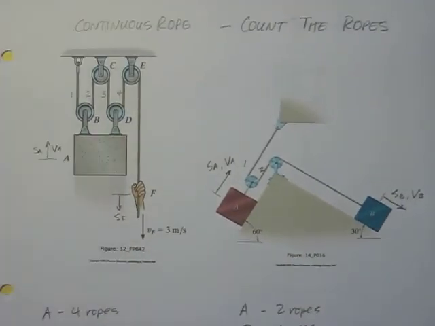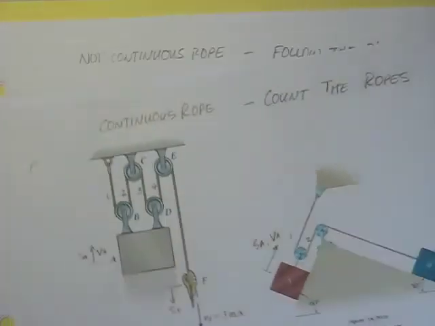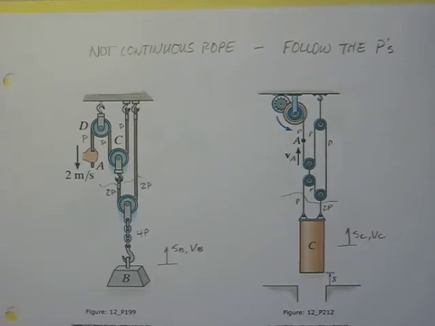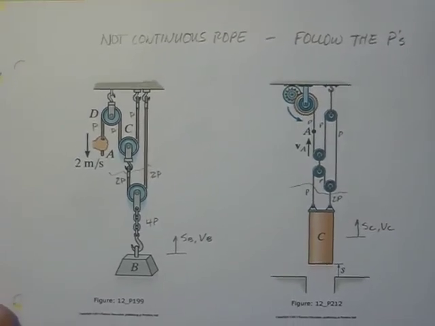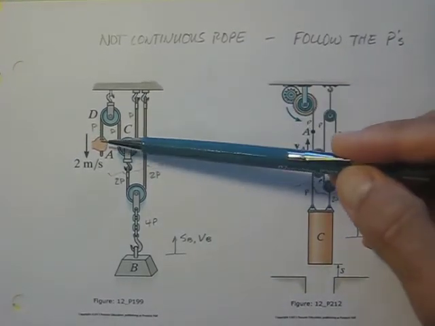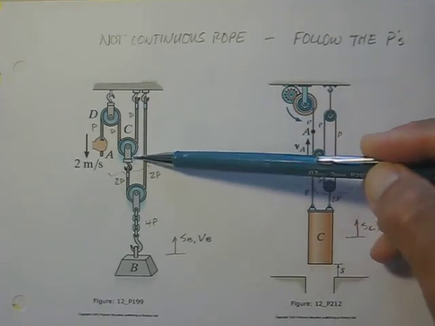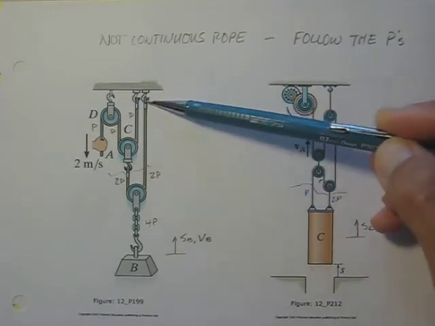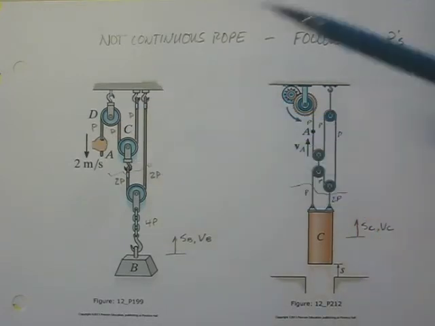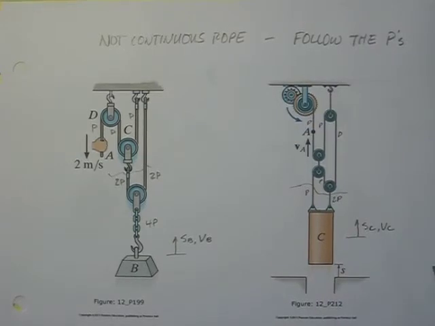All right, so that's with a fairly simple continuous rope. What happens if we have a rope that is not continuous? Here's an example of a 2-rope system where this rope goes around to here and ends there, and then another rope starts here and goes here. Well, another way we can do this is following the P's.